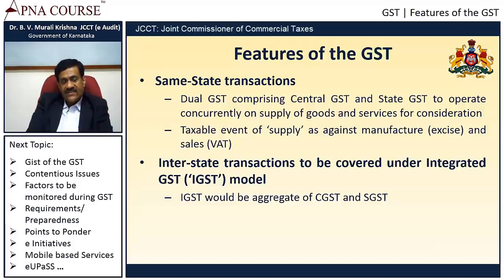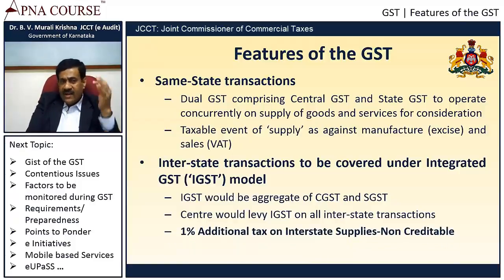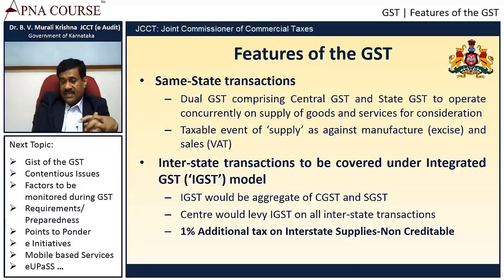Whereas for same state transactions you have dual GST, that is within the state of Karnataka or within the state of Haryana, wherever any supply of goods and services happens. It has two components, central GST levy and also state GST levy. And IGST is levied by the center. A central enactment will levy the IGST on all interstate transactions, and the apportionment and distribution will happen as per the constitutional provisions, or the finance commission will decide all those issues. Another feature of GST is the proposed 1% additional tax on interstate supplies, which is non-creditable.